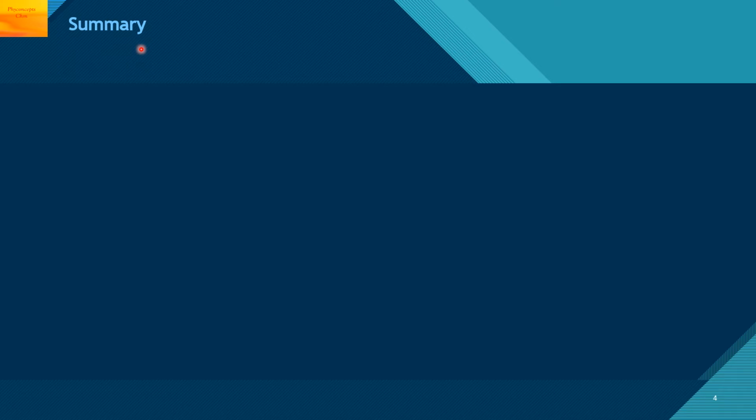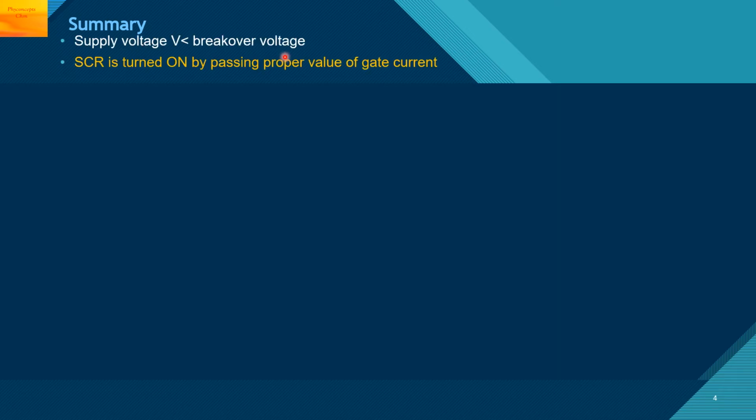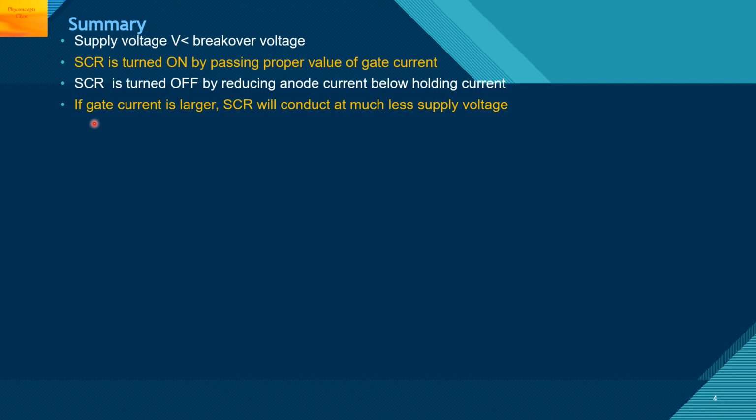Well, now we will summarize. Supply voltage V is less than breakover voltage. The SCR is then turned on by passing proper value of gate current. SCR is turned off by reducing the anode current below the holding current. If the gate current is larger, SCR will conduct at much less supply voltage.